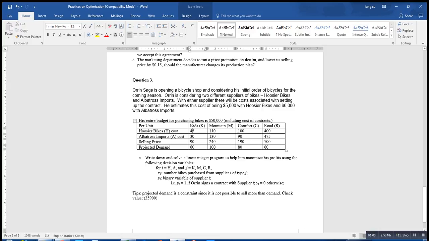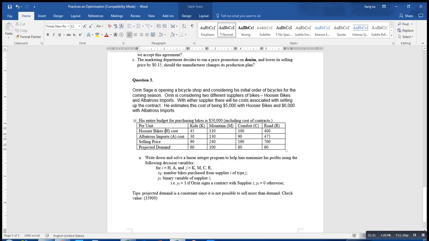As you see here, there's no dominant supplier because, for example, for kids, it's better to buy from Ember's Imports. But for road, it's better to buy from Wholesale Biker. So there's no dominant supplier here. And your choice is, okay, for these two suppliers, who do you want to buy from, or you can buy from both?